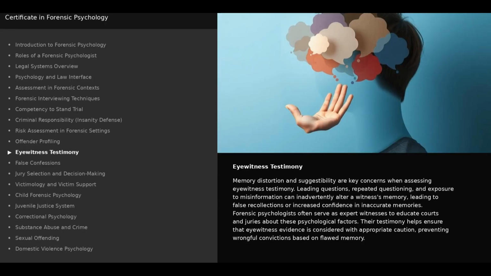Memory distortion and suggestibility are key concerns when assessing eyewitness testimony. Leading questions, repeated questioning, and exposure to misinformation can inadvertently alter a witness's memory, leading to false recollections or increased confidence in inaccurate memories. Forensic psychologists often serve as expert witnesses to educate courts and juries about these psychological factors. Their testimony helps ensure that eyewitness evidence is considered with appropriate caution, preventing wrongful convictions based on flawed memory.